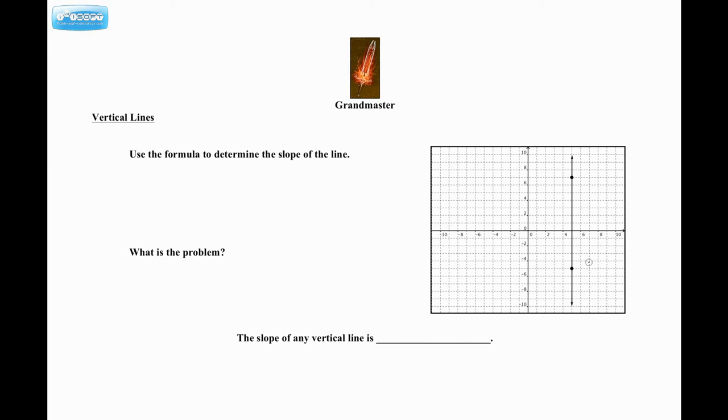So I don't really care. I'll choose this as the second set. So this is my x2, y2, and this is going to be my x1, y1. Okay? So our formula is slope equals y2 minus y1 over x2 minus x1.